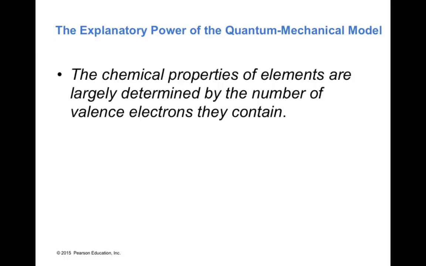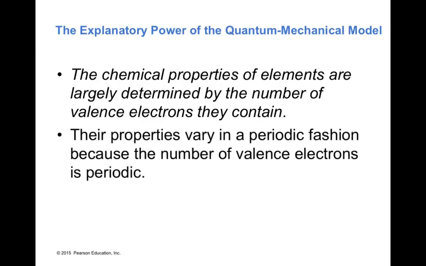Let's see. The chemical properties of elements are largely determined by the number of valence electrons they contain. Their properties vary in a periodic fashion because the number of valence electrons is periodic.